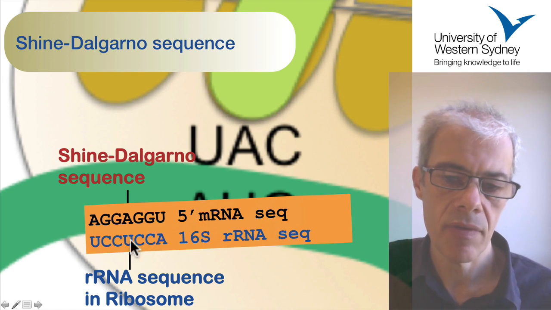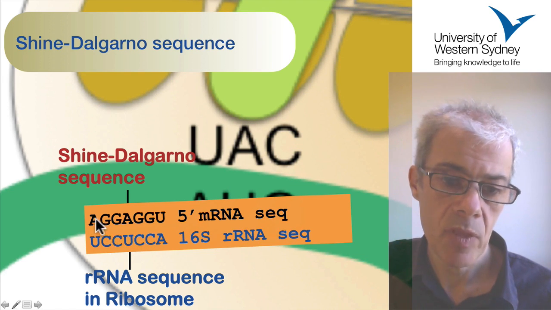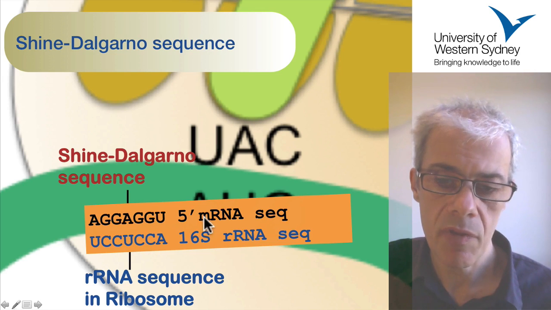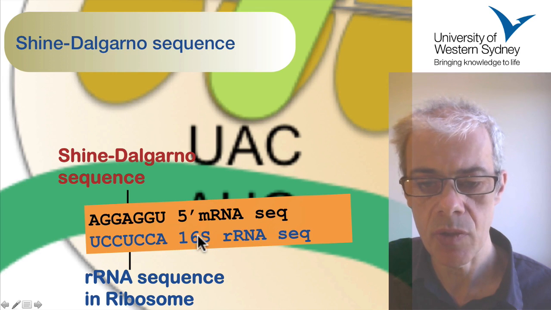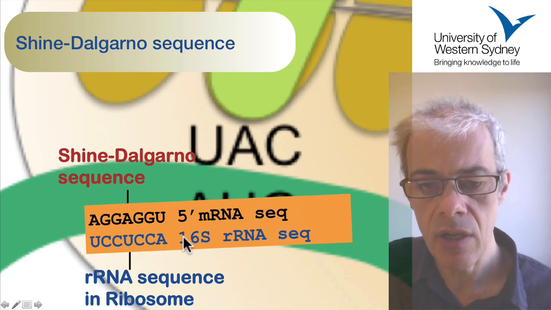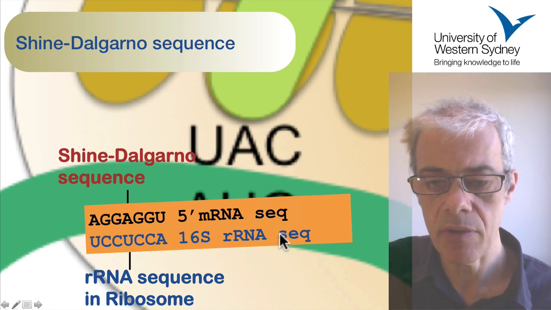So here we have the Shine-Dalgarno sequence of the messenger RNA showing that it's base pairing to a region of the 16S RNA sequence.